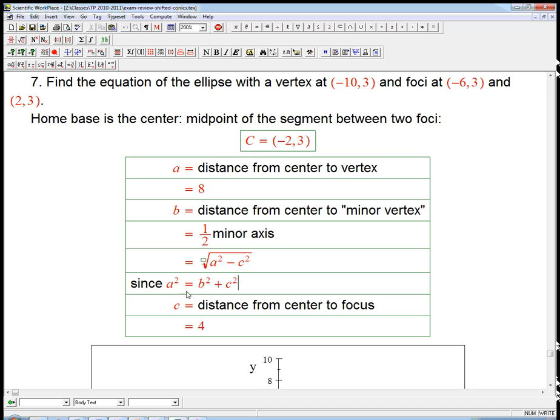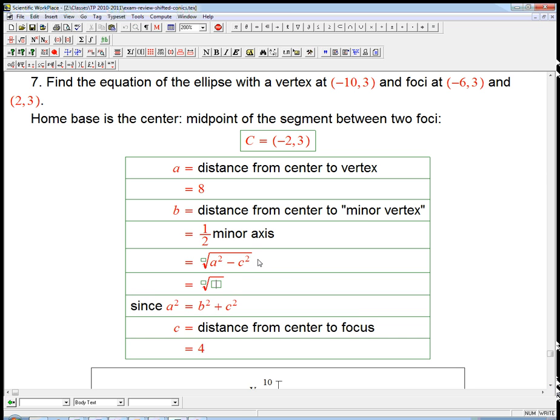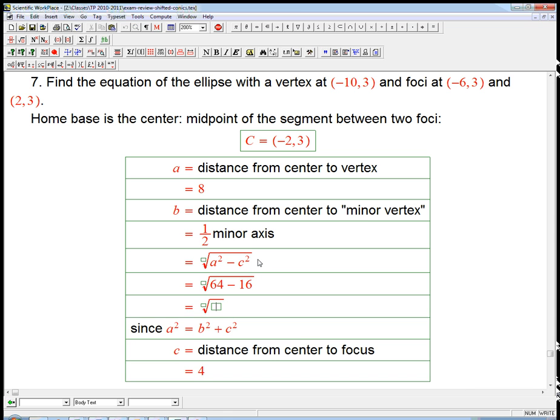You can always check it, because the thing that's always the biggest should be the sum of the other two. For an ellipse, the major axis is the longest thing. Of these three numbers, the vertex, the minor vertex, and the focus, what's furthest always from the center? It's the vertex. And so that's the only one that makes sense for an ellipse. And so just solving for b is what I did here. That's the square root of 64 minus 16 equals the square root of 48, which is, there's a 16 in there, so it's 4 root 3.